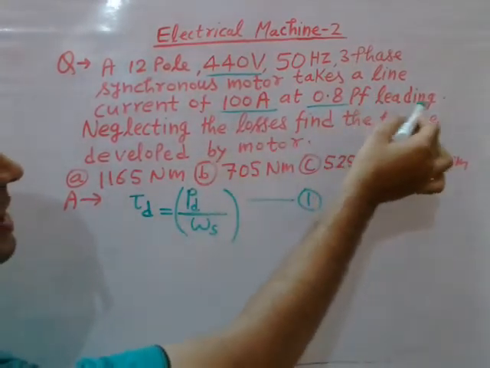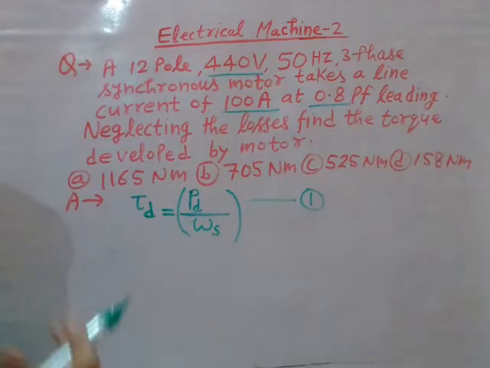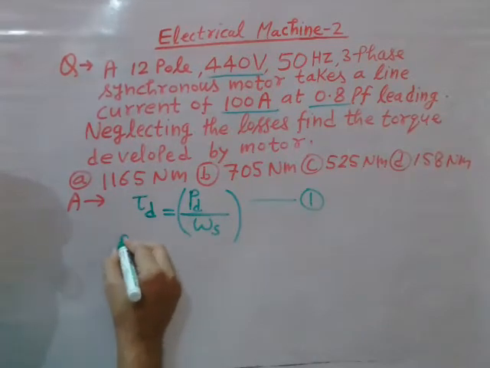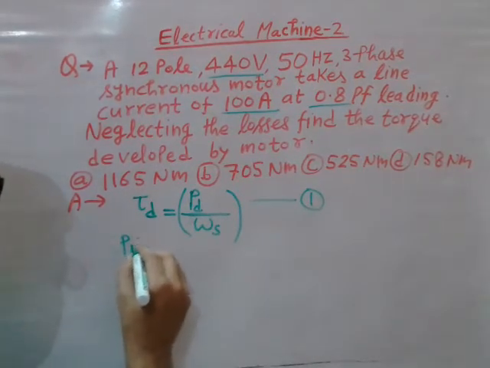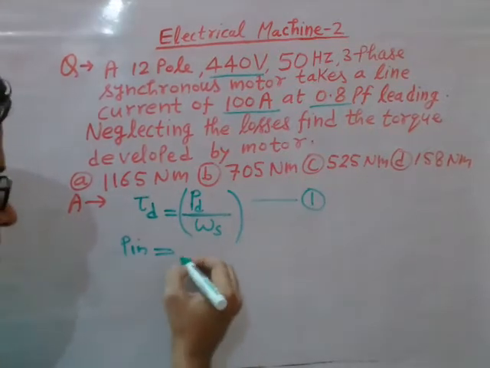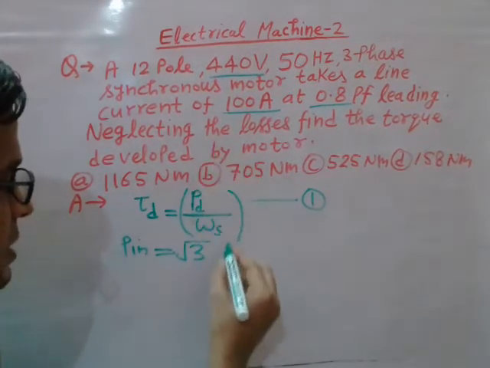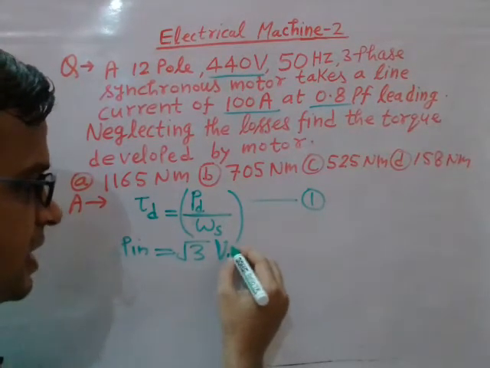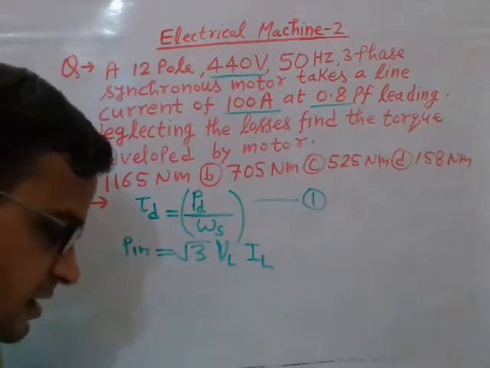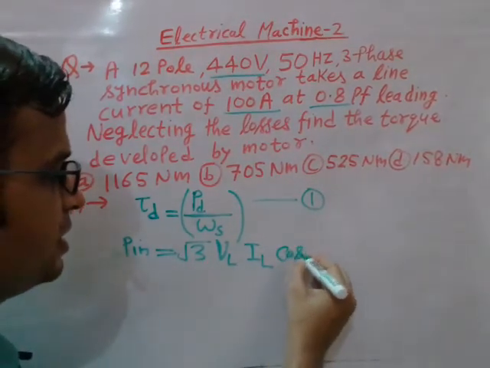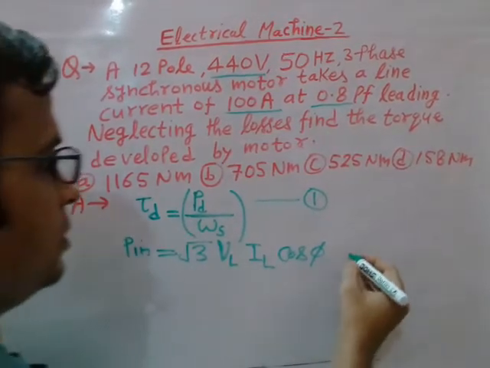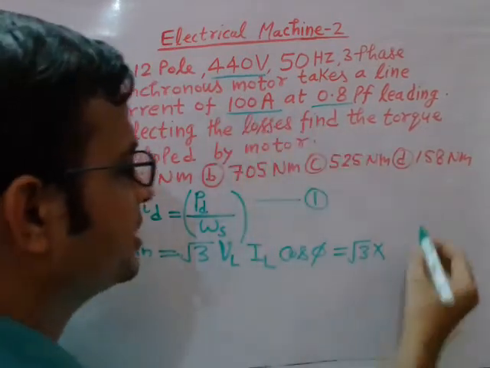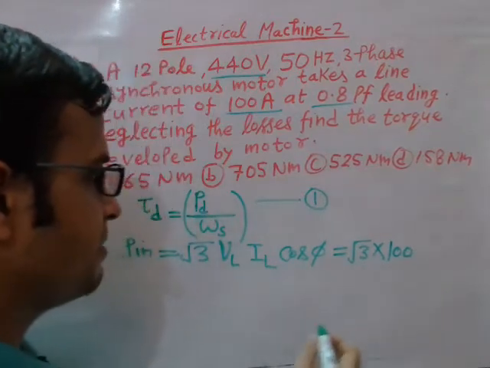See, the motor is operating at leading power factor. That means it is in overexcited condition, right? So P input you can find out by the given data. P input is nothing but √3 times the line voltage into the line current into the power factor, right? So √3 times line current. What is the line current taken by the motor? It is 100 ampere, right? Line current is 100 ampere.